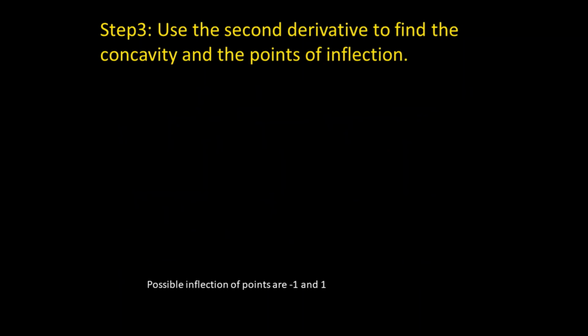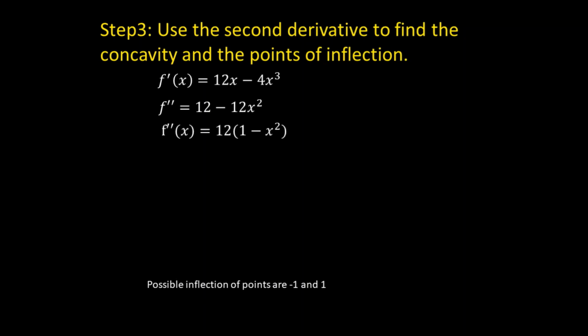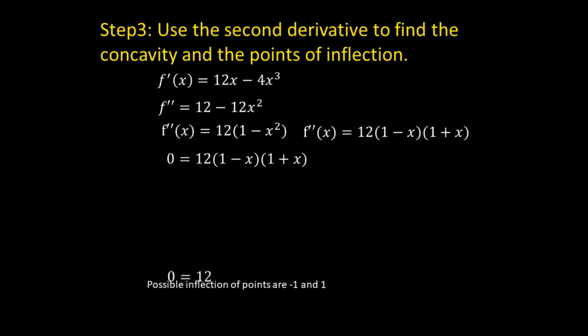Let us use the second derivative to find the concavity and the points of inflection. From the first derivative, 12x minus 4x cubed, the second derivative is 12 minus 12x squared. Let us factor this result. We have 12 multiplied by 1 minus x squared, or simply 12 multiplied by 1 minus x times 1 plus x. Let us equate these factors to 0. So we have 0 is equal to 12. For this factor, we don't have any solution set. That's why you have x is equal to empty set.